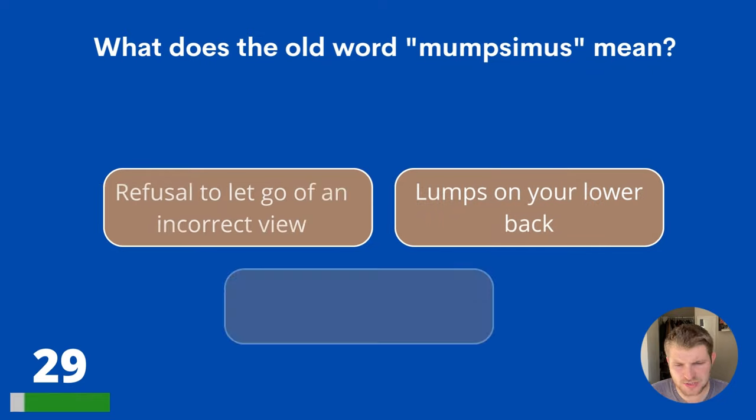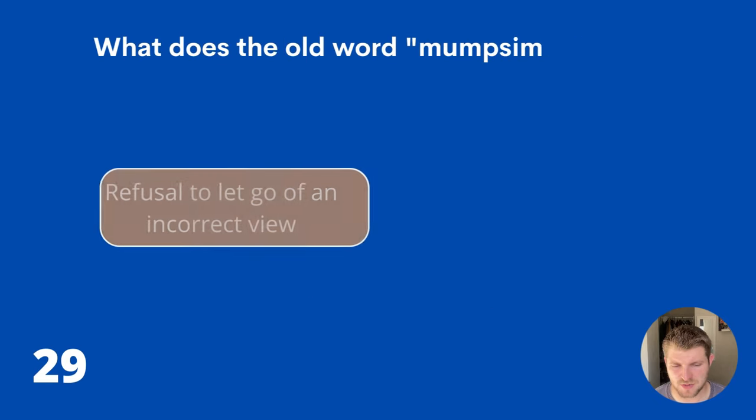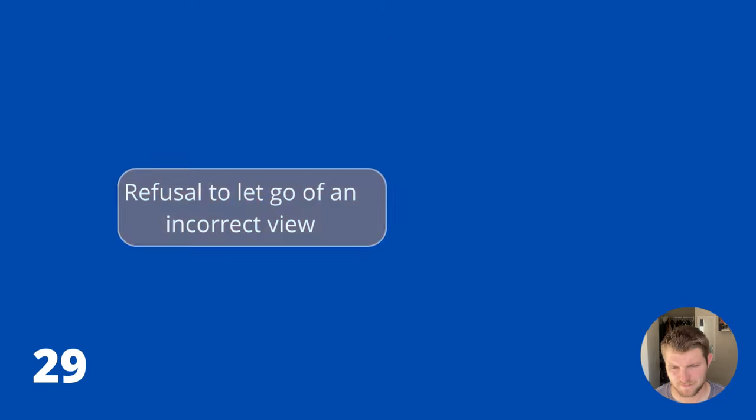29. What does the old word mumpsimus mean? Refusal to let go of an incorrect view, lumps on your lower back, or a motherly figure? The answer is refusal to let go of an incorrect view.